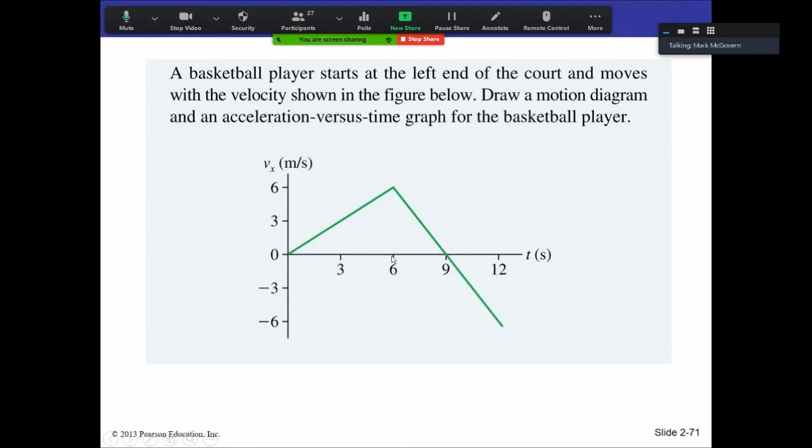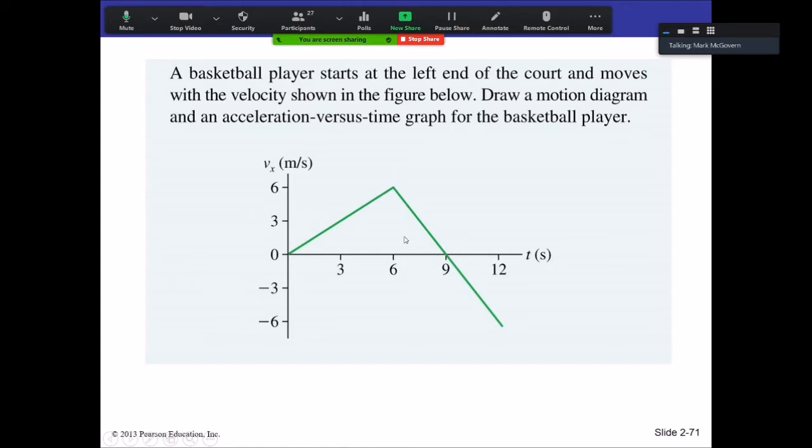After 6 seconds, our velocity is still positive. We are still moving to the right. However, we have this corner here indicating some kind of dramatic change in the acceleration, and we're no longer speeding up, we're slowing down at a much faster rate than before, because we go from 6 to 0 in now 3 seconds. It's really up the pace here. And if you work out this slope, you get a negative 2 meters per second squared.